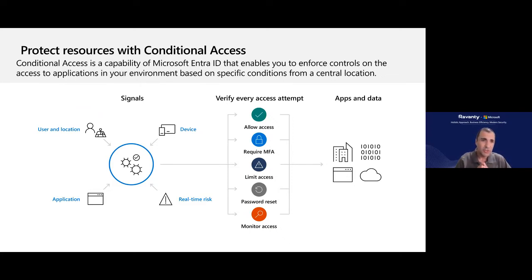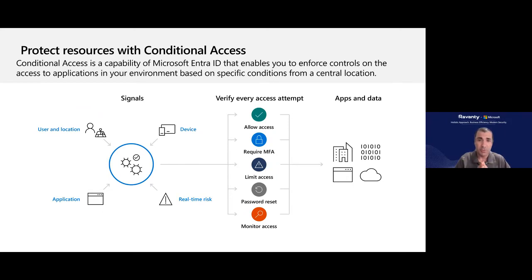Now, once you look at the signals, then it says, okay, what are the controls? What am I going to apply? So you can say, okay, allow access, right? You can say, oh, require MFA. You can limit that access, right? Enforce, as an example, MFA at that given time when there is a risk involved. It can force, if there's a user risk, a secure password reset. And if you have on-prem, it can write that password back to on-prem.